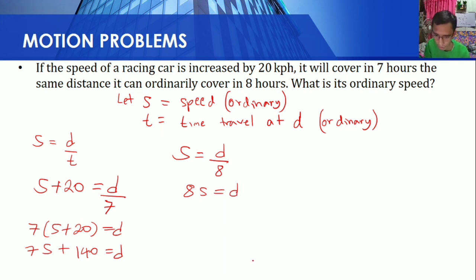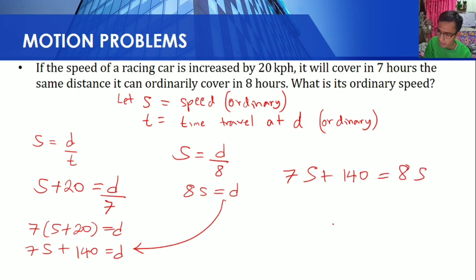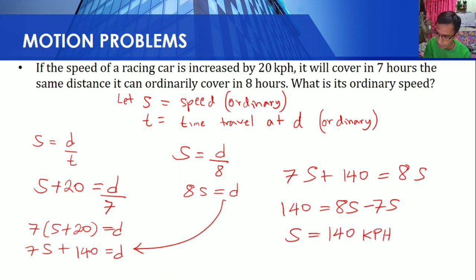So now we can get the ordinary speed. Let's substitute the value of D into our first equation. So that will be 7S plus 140 is equal to 8S. Therefore 140 is equal to 8S minus 7S after moving 7S to the other side. Therefore our ordinary speed will be 140 kph. So that will be our answer.